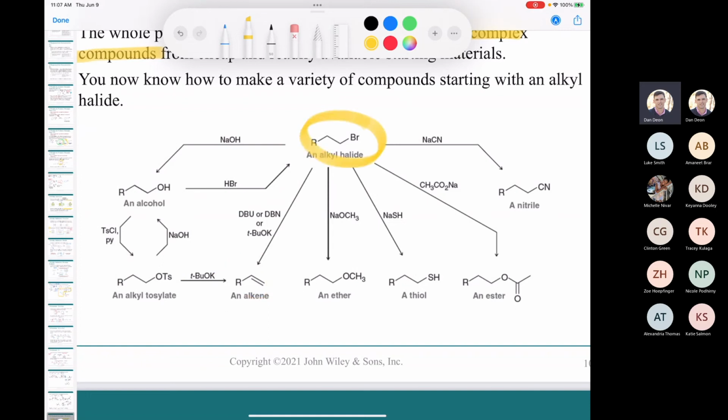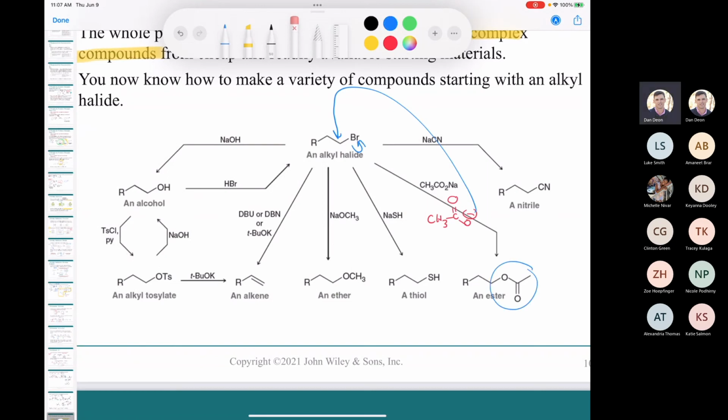We could also take our alkyl halide and treat it with a strong base, poor nucleophile to make an alkene. We could treat it with an alkoxide to make an ether. We could treat it with hydrosulfide to make a thiol. We could treat it with the conjugate base of acetic acid. So this is an acetate. This is something you should have seen a lot of in general chemistry too. And that would do just a plain old Sn2 reaction. And now you've made an ester.